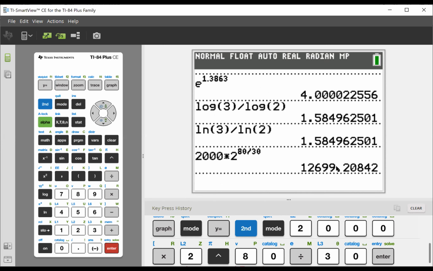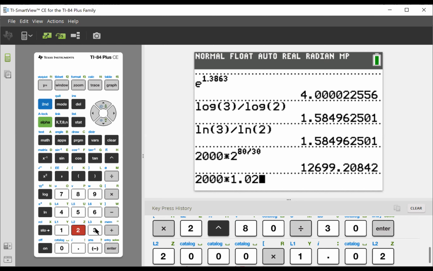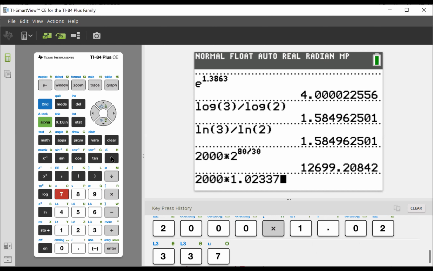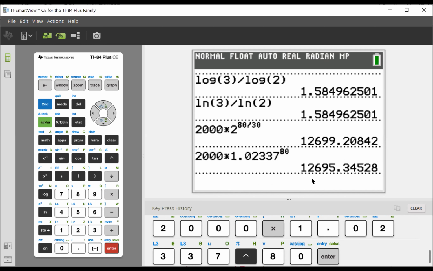Okay. Now you will see that the answer that I have is 12,699. Again, of course, we don't want to have 0.2 or 0.5, something like this, because we talk about bacteria. Okay, so we round it to 12,699. Okay. Now, what if I'm using 4 significant figures? 1.02337, and then raised to the power of 80, right? Now you will see that the result that we have is not a lot of rounding. So we only have like 4 bacteria different, right? This is not a lot.